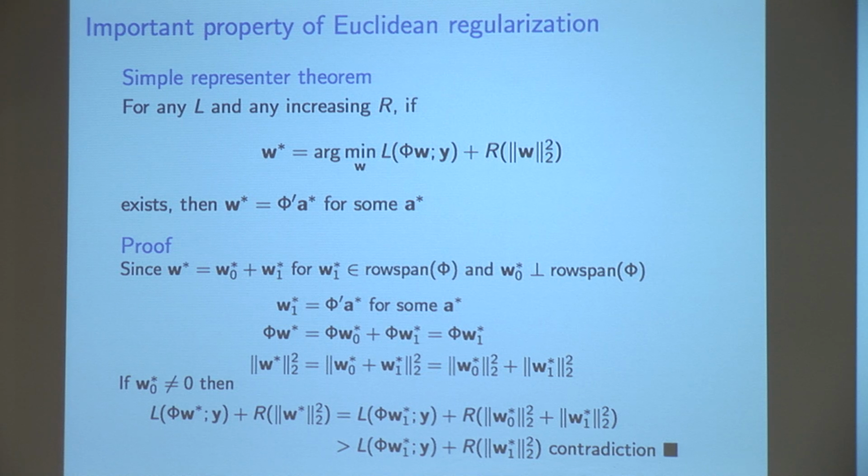Any vector can be rewritten as a sum of two vectors, one in the row span, that is, a linear combination of the data, and another vector that is orthogonal to that row span. So we can just rewrite any vector as a part spanned by the data plus a part orthogonal to the data.